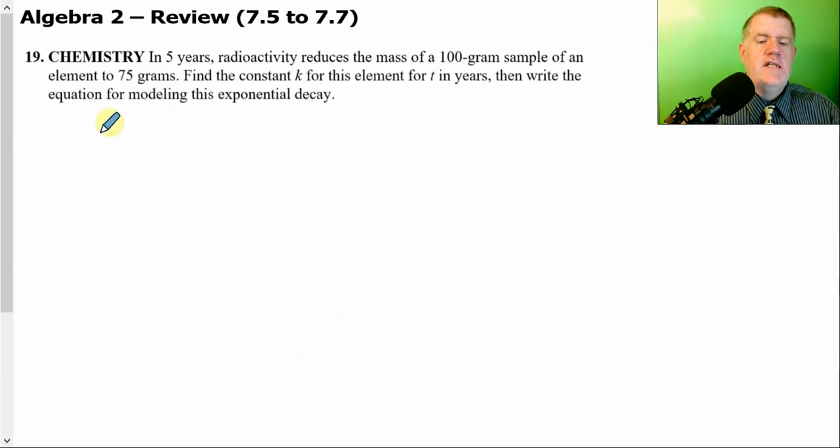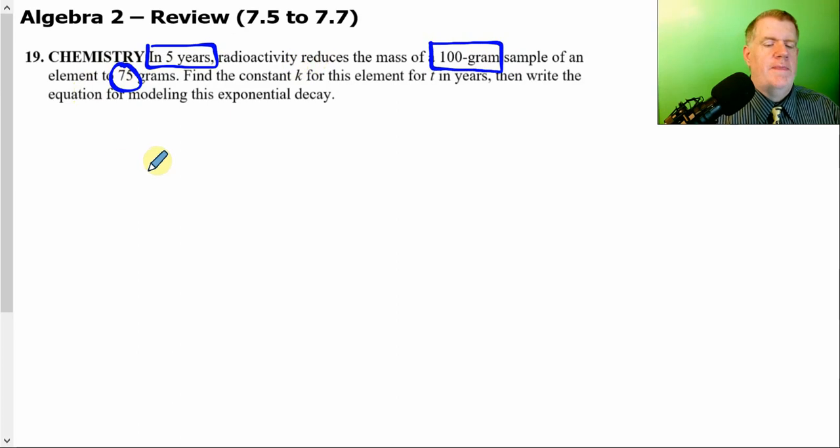All right, another radioactive decay. 5 years. It starts at 100 grams. It goes down to 75. Find k. Okay, so the formula that's given to you on the worksheet, and I didn't give it to you here, but I said I will, is this. Same formula as the one for compound interest.